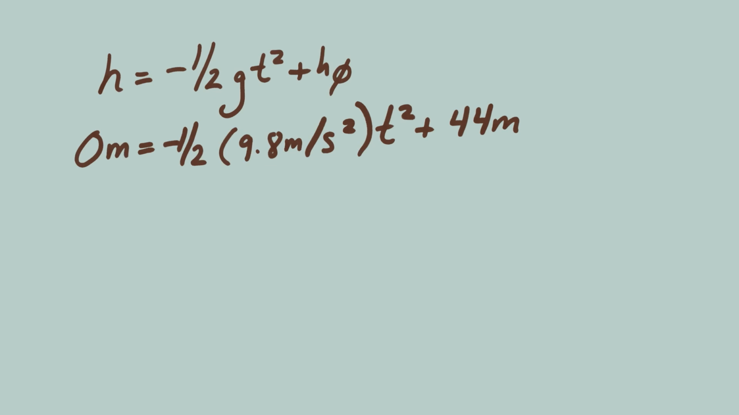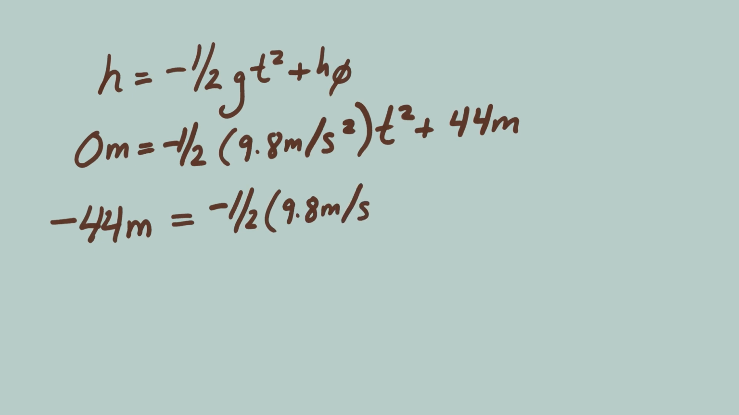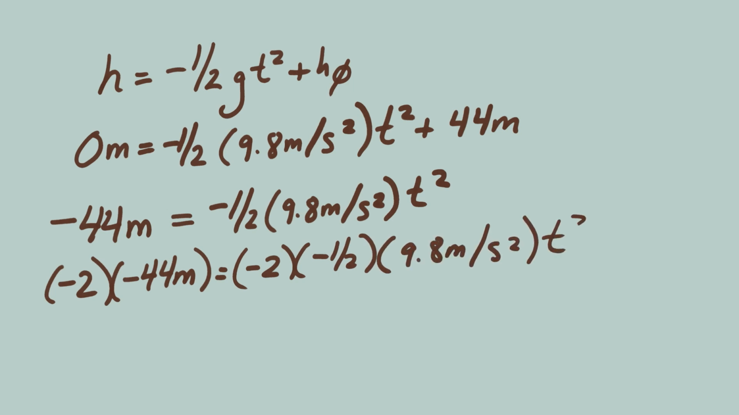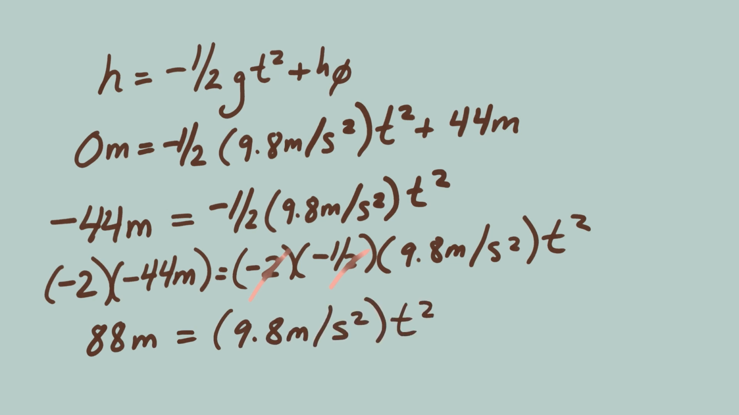Now, we want to get t squared on a side by itself, so we can solve for t. Subtract 44 meters from both sides. -44 meters equals -1/2 times 9.8 meters per second squared times t squared. Multiply both sides by -2. -2 times -44 meters equals -2 times -1/2 times 9.8 meters per second squared times t squared. 2's cancel, giving us 88 meters equals 9.8 meters per second squared times t squared.